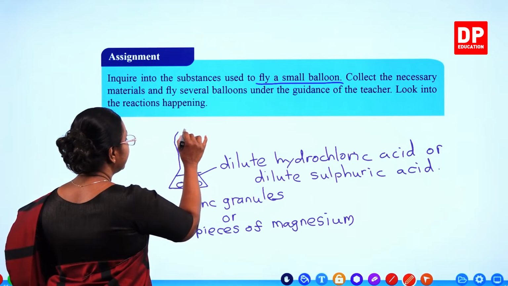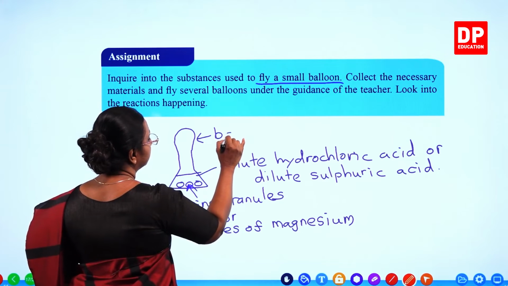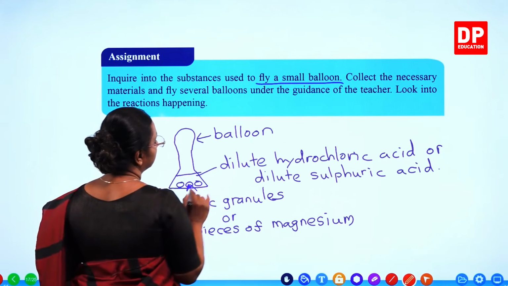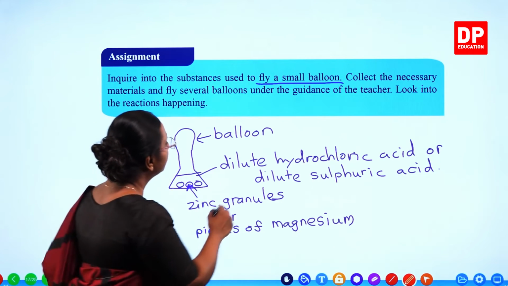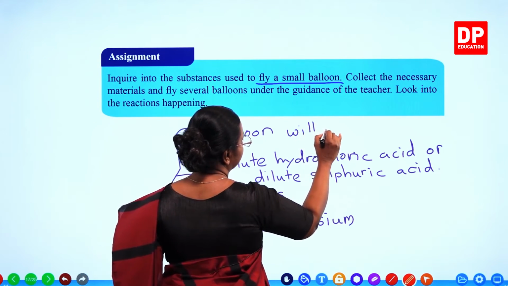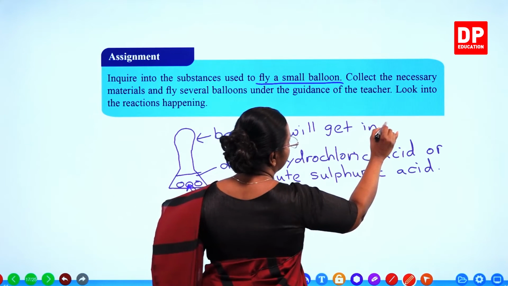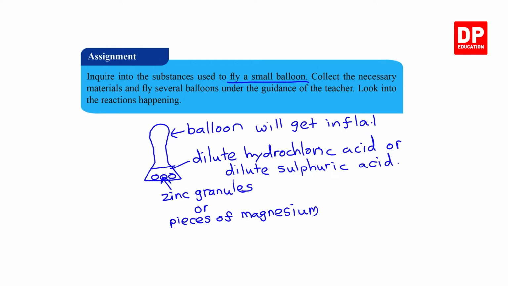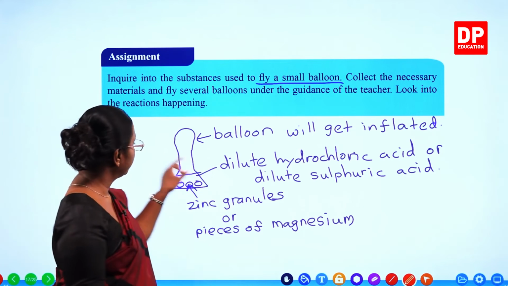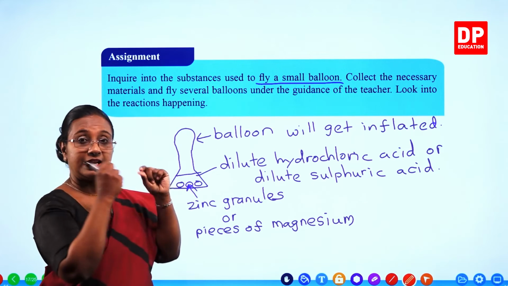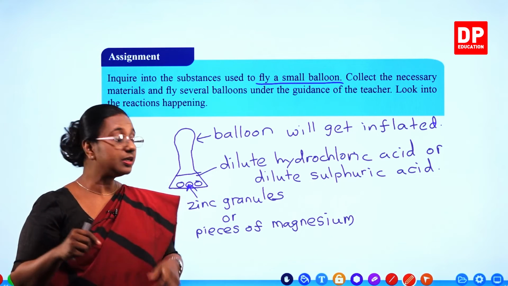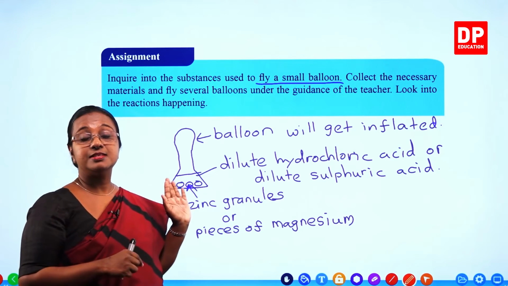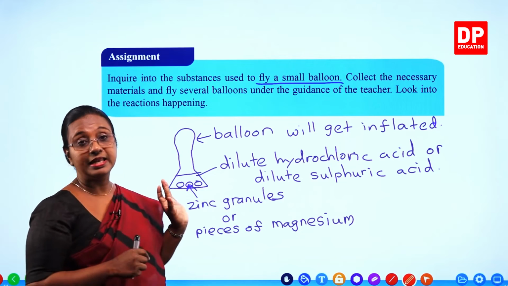What we can do is connect a balloon. Once it starts reacting, if you connect a normal balloon, the balloon will get inflated. Inflated by what? Hydrogen gas. So you can get the balloon inflated, tie it, remove it, and at the same time fix another balloon. So as long as the hydrogen gas is being evolved, you can fill many small balloons.